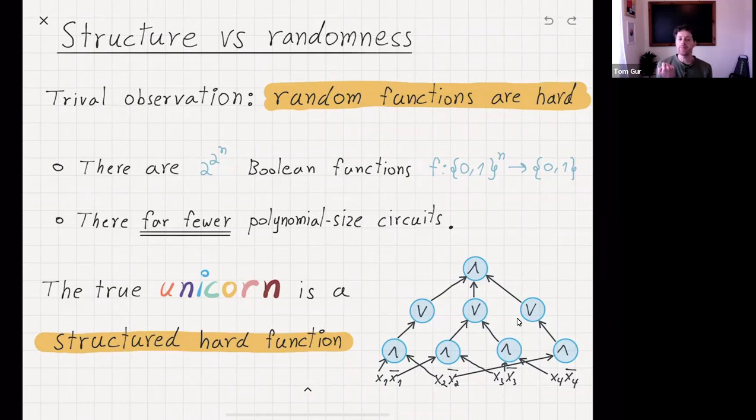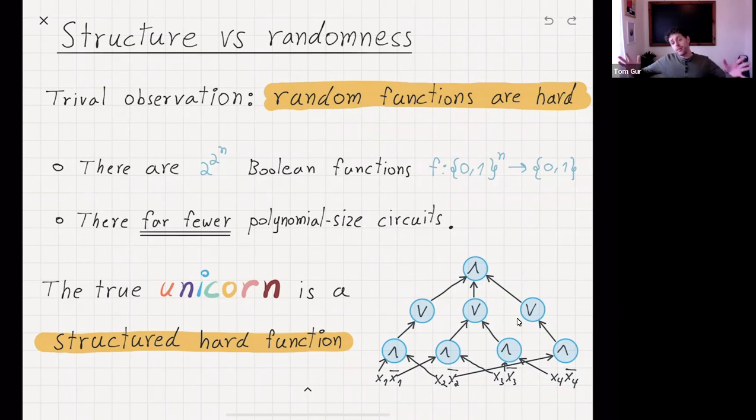do we have any problems which require circuits of super polynomial size? And unlike with Turing machines, where this is not an easy problem, here we can do a simple counting argument. So we can say, well, how many Boolean functions do we have? Well, we just count the total number. It's 2 to the 2 to the n.